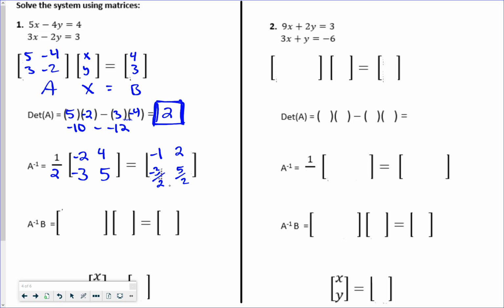Negative 3 over 2 is negative 1.5. Yes, but you saying 3 over 5 is right. Oh, I said 1.5. Okay, moving on. So we have my determinant, we have my inverse.